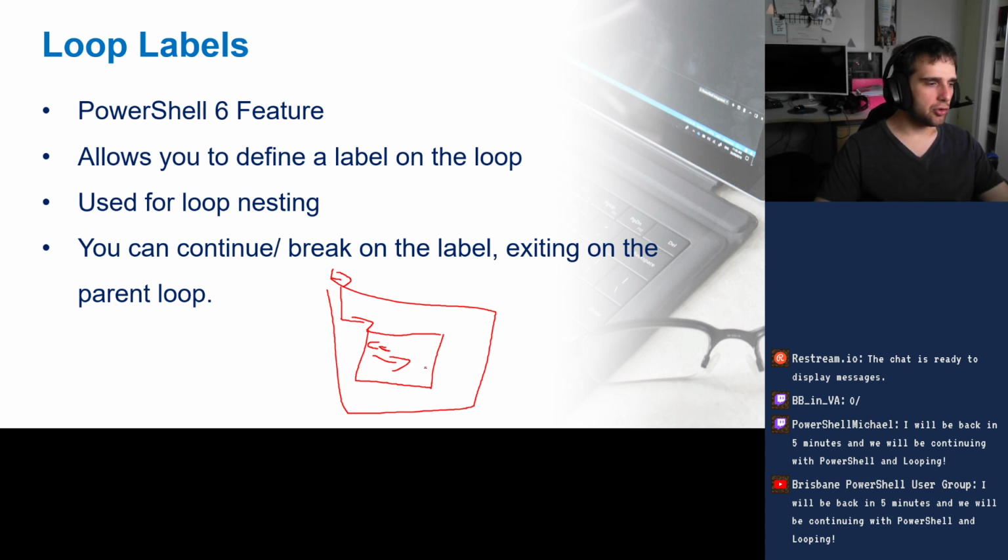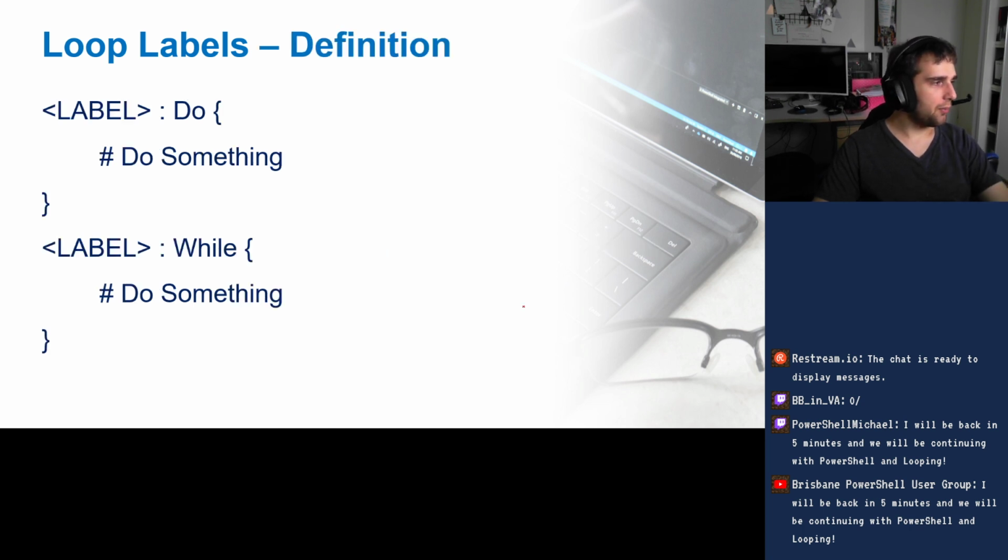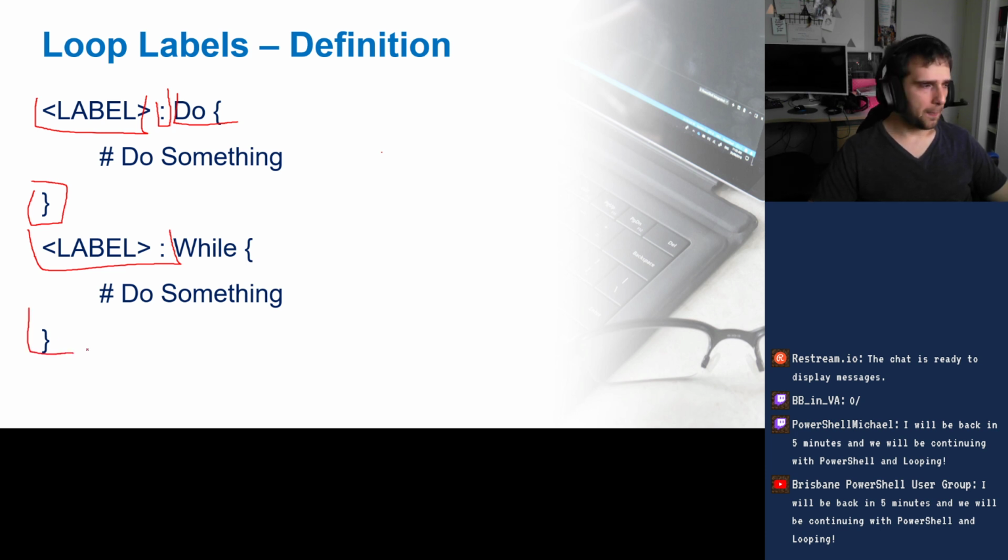What loop labels can do for you is you can specify the label, and it will go to that specific instance. The way the definition works is you define your label. The label can be anything, but it's separated by a colon, and then your loop. It also applies to while, and it also applies to for. Now that's really quite cool.